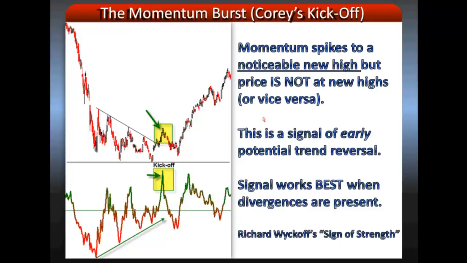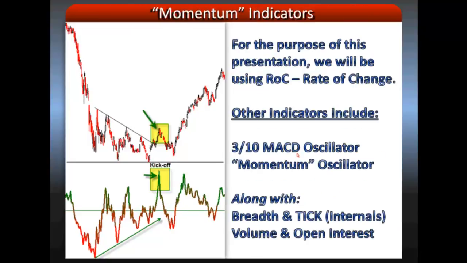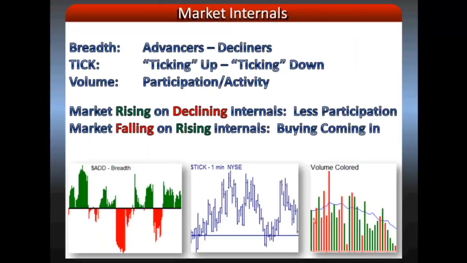So which ones do you use? I like rate of change. I like 310. 310 is kind of an inspiration from Linda Raschke. I use that 310 oscillator. Just flat-out momentum. Lots of ways to do it. If you are focusing on intraday futures, go ahead and add breadth and tick, and maybe even volume and open interest. Breadth and tick, just for reference: breadth is advancers minus decliners. Tick is the stocks that are ticking up, having an uptick, minus those ticking down, having a downtick. It's exchange-generated information, more rapid and more up-to-date than breadth and volume.